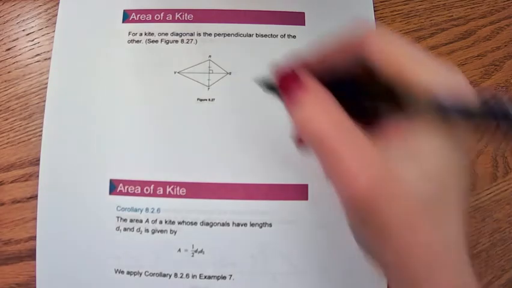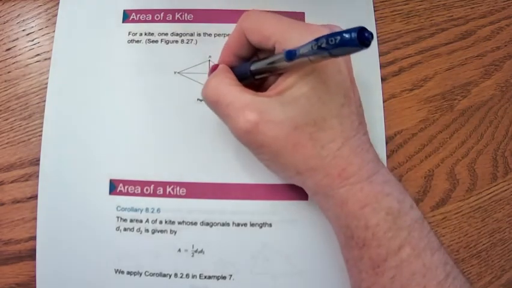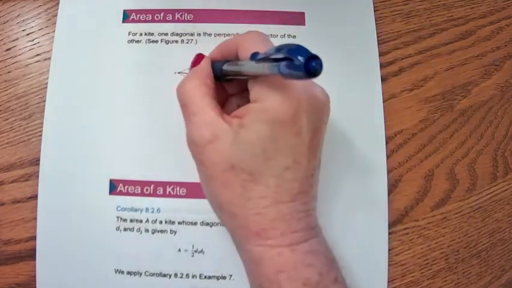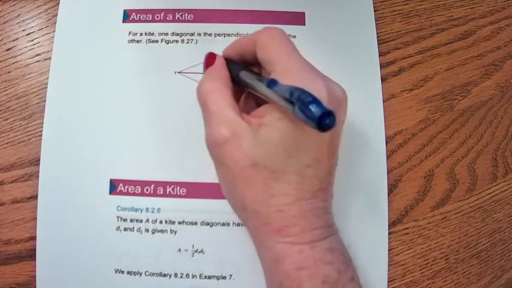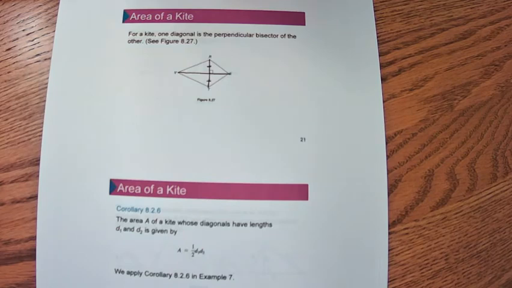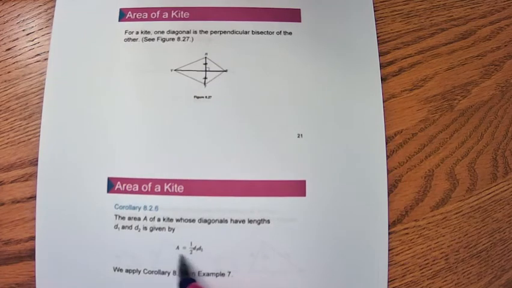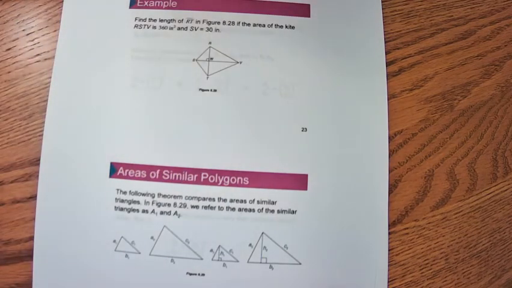Now a kite is another shape whose diagonals intersect perpendicular, and also this diagonal bisects the other diagonal. But since the diagonals are perpendicular, we can use our formula that the area is 1/2 diagonal 1 times diagonal 2. So we're going to go through an example of that.